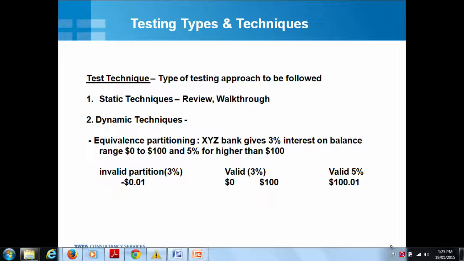There are a couple of testing techniques that we have right now. These are the different approaches that we follow, different tools you could say, which help in your test execution, or maybe even planning. So the first one talks about static technique, wherein we have reviews and walkthroughs.